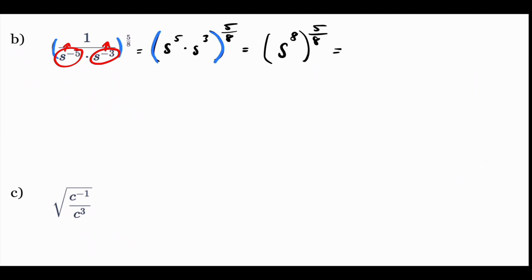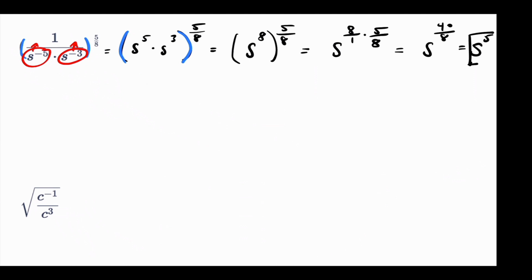Last step, what do I do with the powers? Multiply, yep. You're going to get 40 over 8, which divides to make just 5. S to the 5th, you're done. Okay. All right.